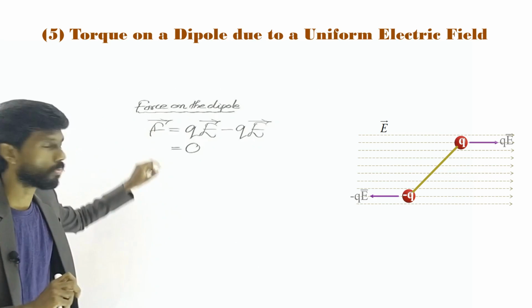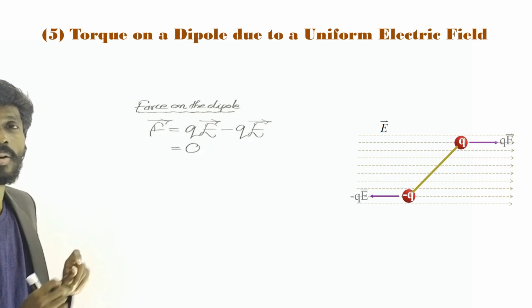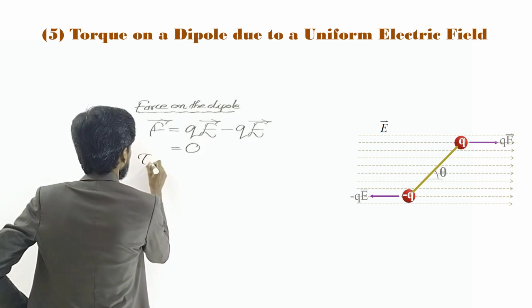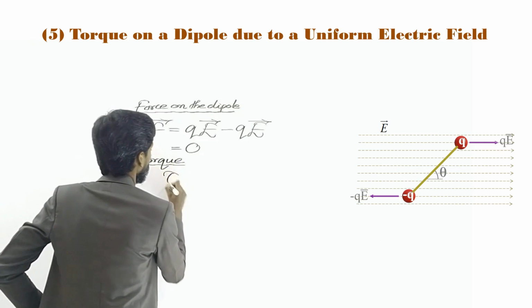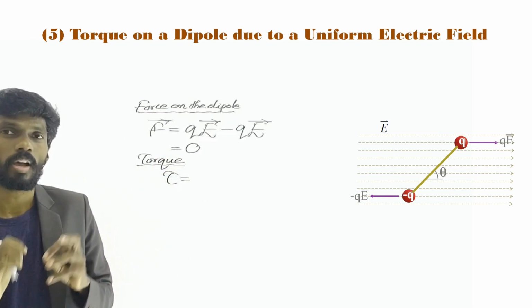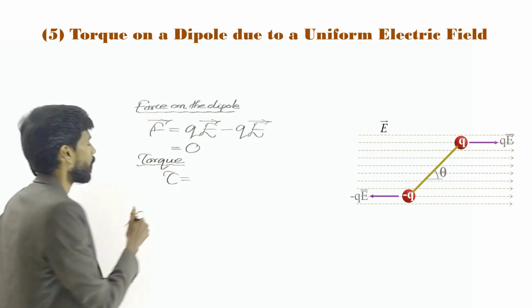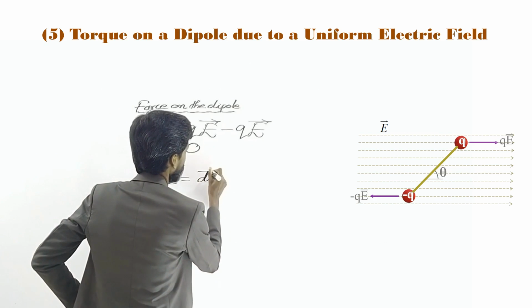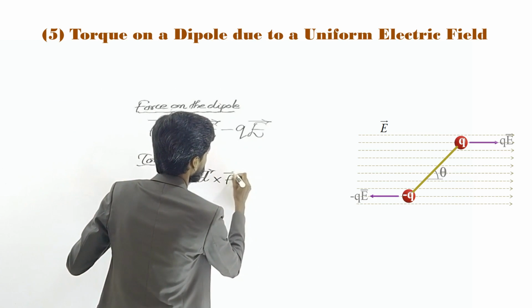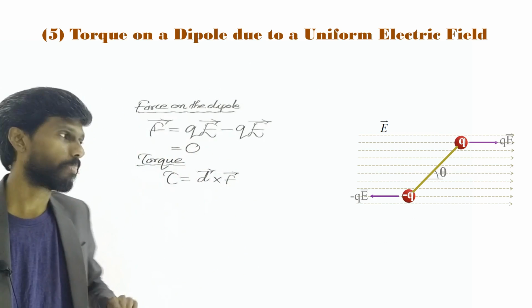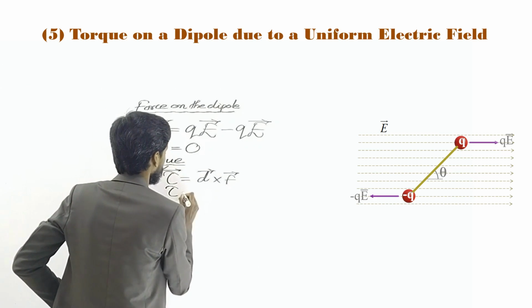Now the total force is 0, but that doesn't mean the torque is 0, right? So there will be some rotational effect. So the total torque also we will find. So let us find the torque. What is the formula for torque? That is the force multiplied by the perpendicular distance. Or if you write it in the vector form, that is the d vector or r vector, the radial vector, multiplied by the cross product with the force vector. So d cross F. This is the vector form, but we just need the magnitude.